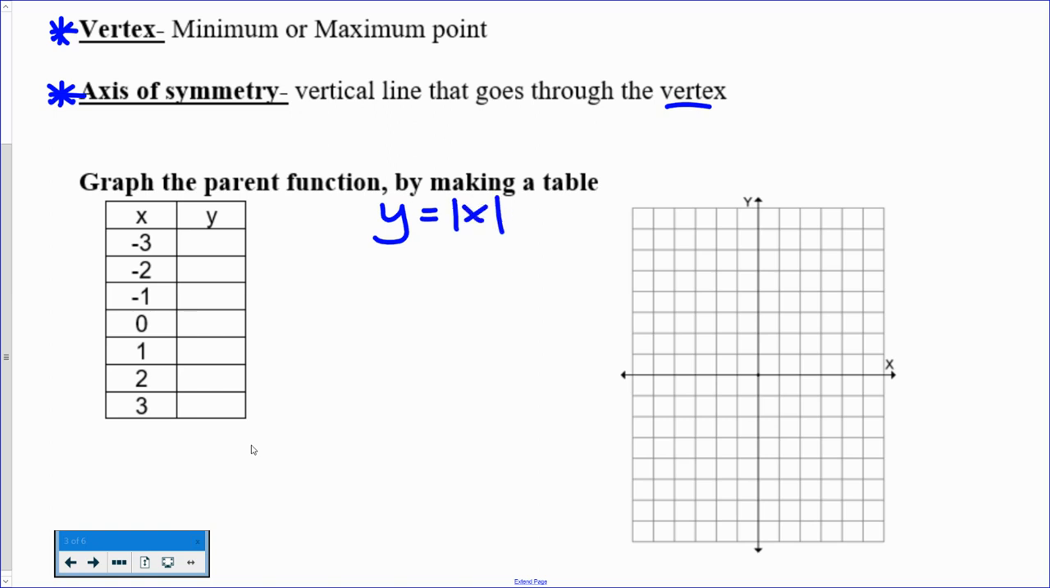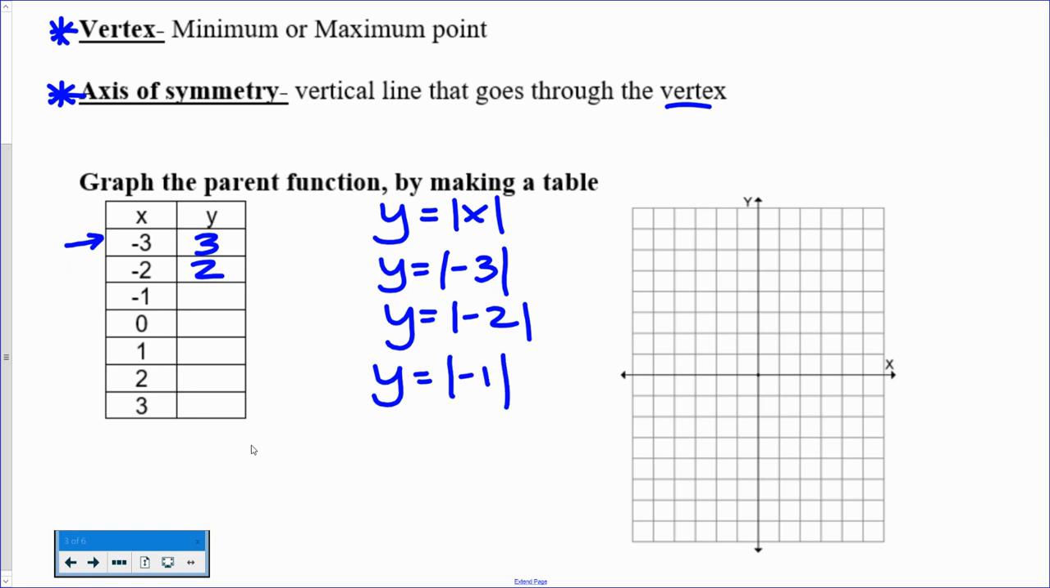I'm using the parent graph right now. When I test -3 in for x, I'm taking the absolute value of -3, which remember would be +3 because it is that distance from 0. So it's always going to come out positive. And then next I'm testing -2, which would be +2, and -1, which would be 1. And the absolute value of 0 is 0. And the absolute value of 1 is 1. Absolute value of 2 is 2. Absolute value of 3 is 3.